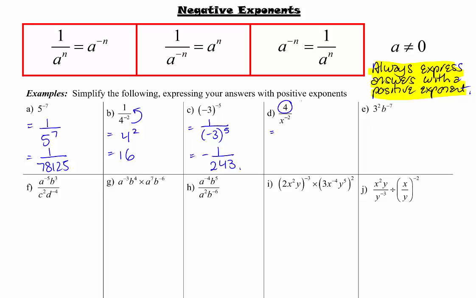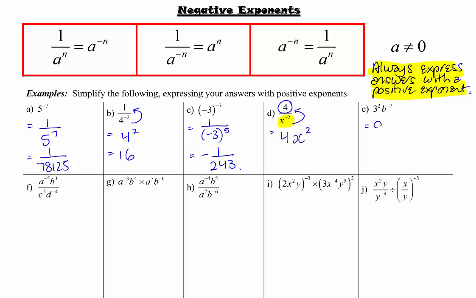Now the 4's fine. There's no negative power there. The x to the negative 2 is an issue. So I need to move it up with the 4. So it becomes 4x squared. This is where people get mixed up because they move the other part of it, so they will move the 4, but the 4 does not have a negative exponent, so it just stays.